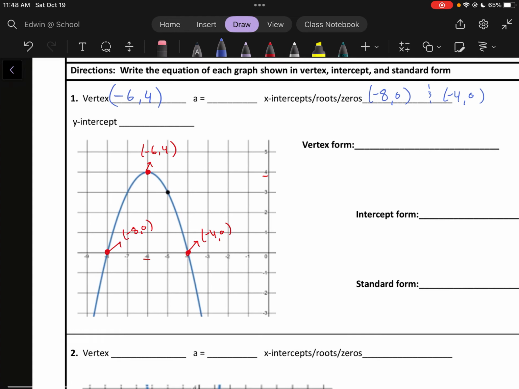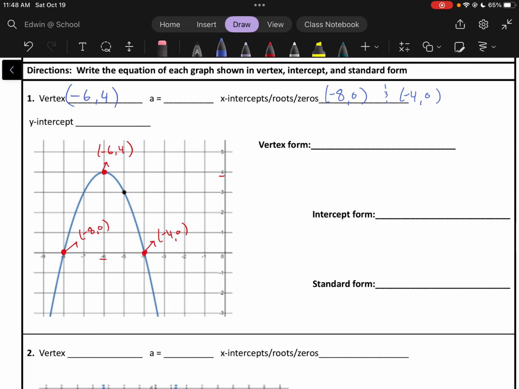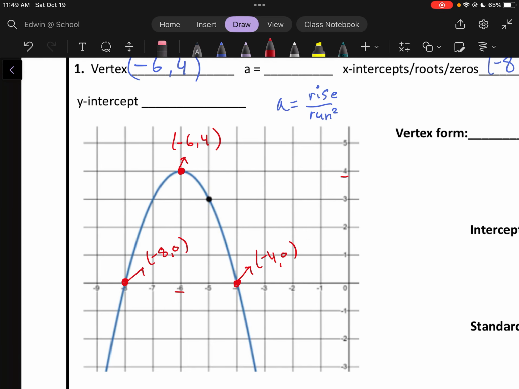Finally, we have our y-intercept, but it's not visible in the graph, so we're going to have to find that another way. If you recall, our equation for a is rise over run squared for quadratic functions, and we start at the vertex. So we start right here, meaning we go down 1 and then 1 to the right. The down 1 means we rise negative 1, and the 1 to the right is just a positive 1, meaning it's like negative 1 over 1 squared, which is just negative 1.